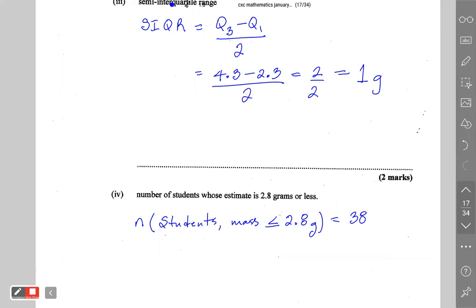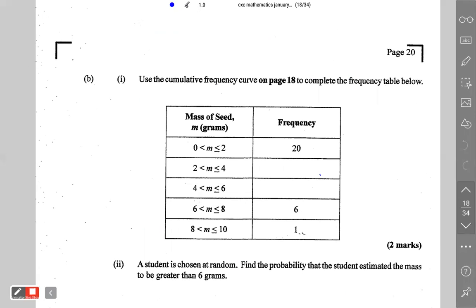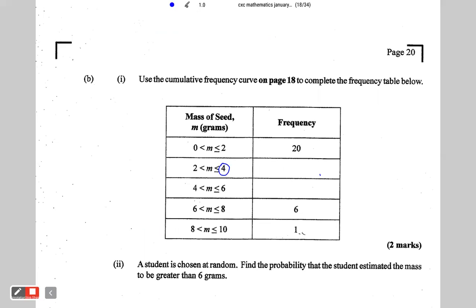Continuing. All right. This is the part of the thing I didn't think was very clear. It says use the cumulative frequency curve on page 18 to complete the frequency table below. All right, what we need to do is determine the cumulative frequency curve value for 4 grams and at 6 grams.